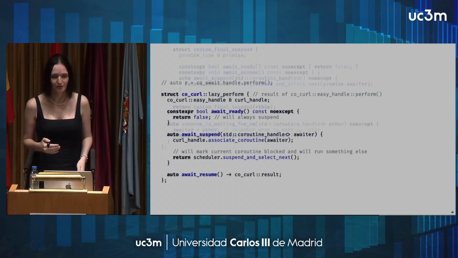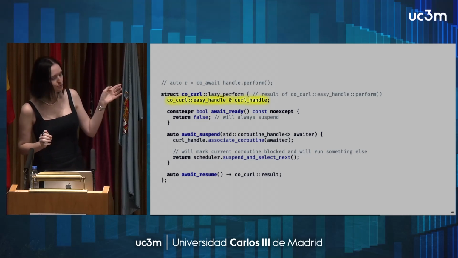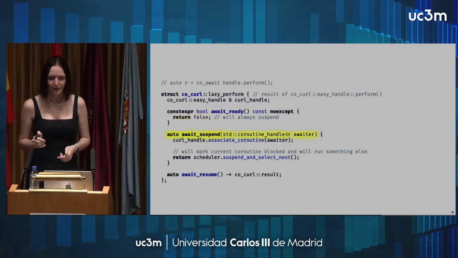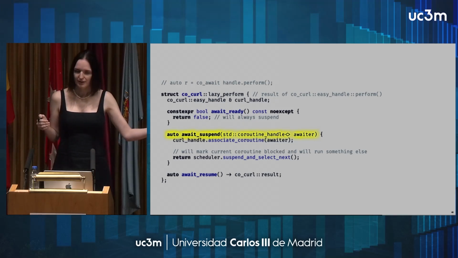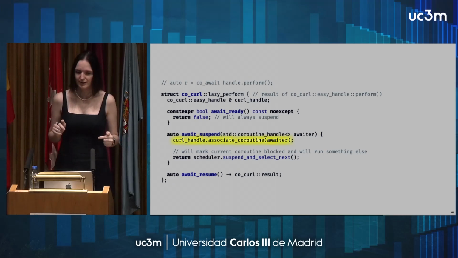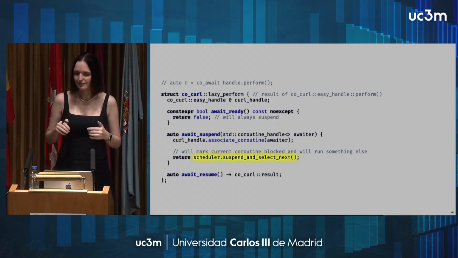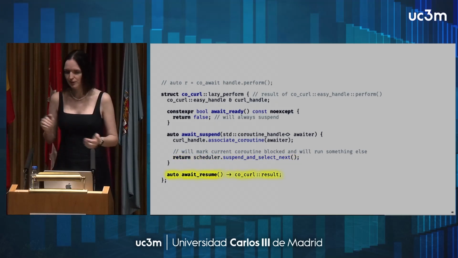It takes a while. So let's have a lazy perform awaitable, which is an awaitable that stores the reference to the easy handle of Kokoro. It's never ready because whenever I ask to download something, it's not ready yet, so I need to suspend. Then I have await suspend, which will take the coroutine which is awaiting on something I'm downloading, associate the coroutine with the curl handle itself, and ask the scheduler, which is somewhere else magically hidden, to do something else. And await resume will give me the Kokoro result.